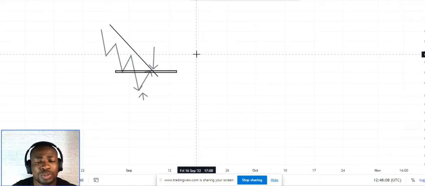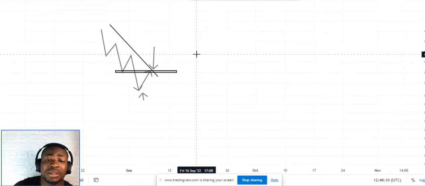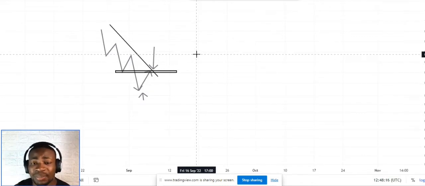So you want to see small wicks, small body candles, and you want to see maybe big selling candles starting to step in. That's going to give you an indication that sellers are stepping into the markets and that this area could potentially be strong and holding. Okay, hope that makes sense.